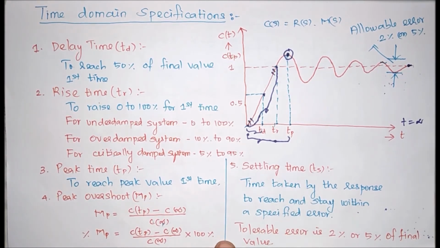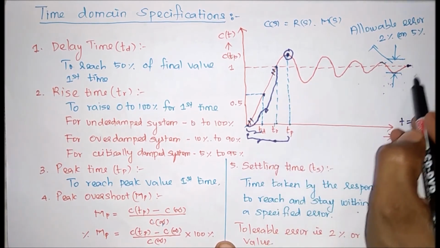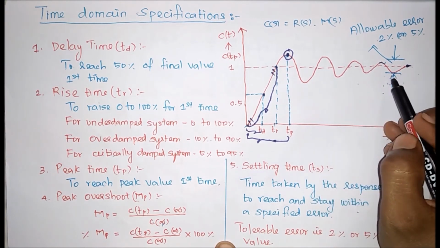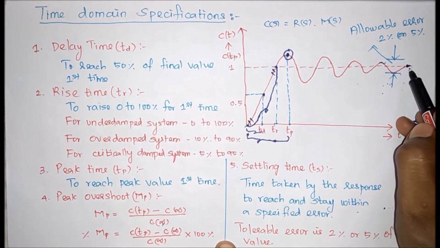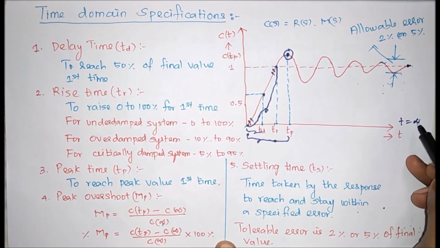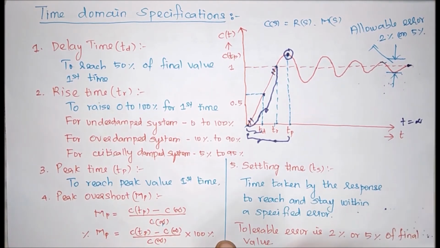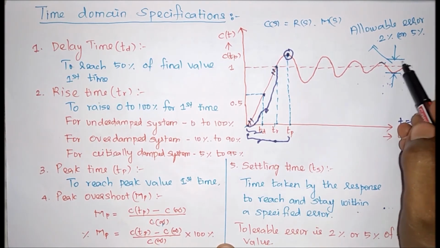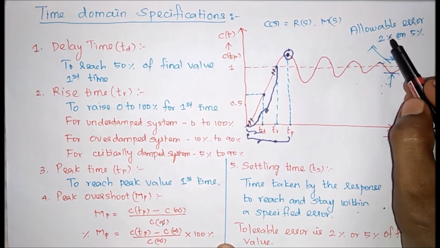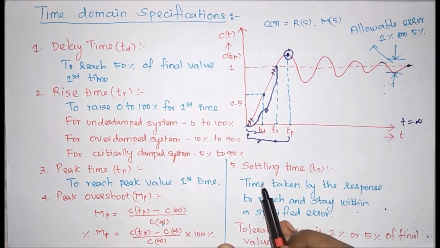Next one is settling time. This is a second order damped oscillatory response for a step input. It will reach steady state at t equal to infinity or closer to infinity. We cannot say at what time it will reach its steady state, but we can say it will reach a steady state with some allowable error at a particular time. So we can say that allowable errors are 2% or 5%. Therefore we can say that is settling time.